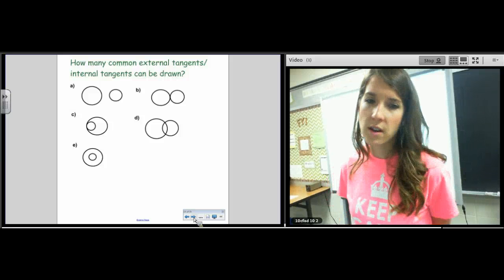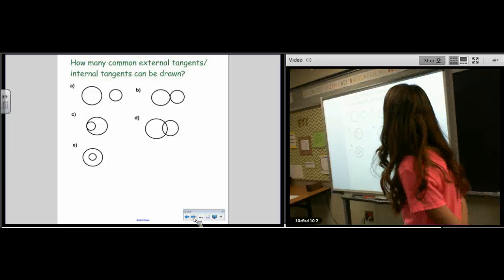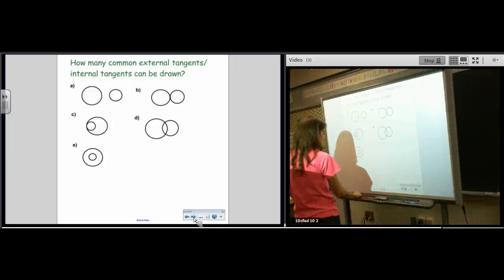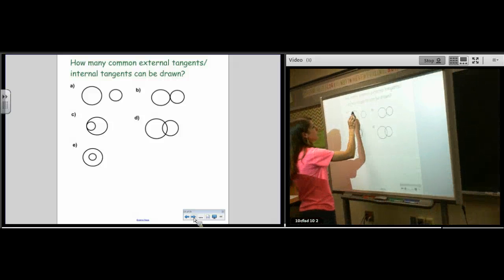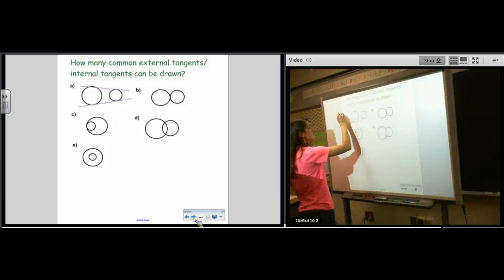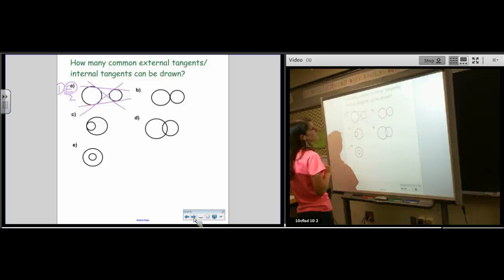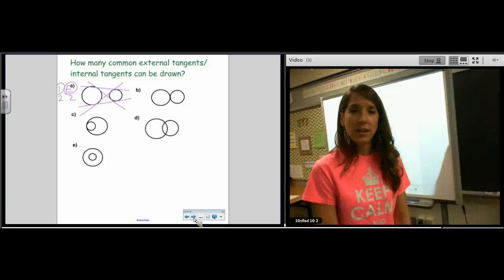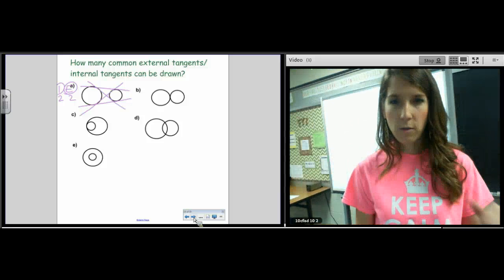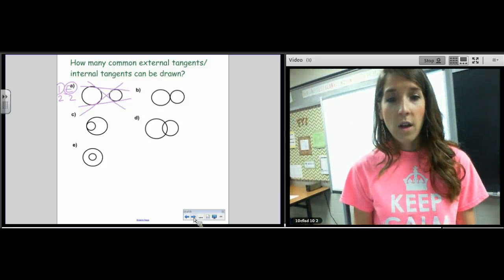So I've already kind of given you that picture in the notes. We can do this one together. How many external tangents can you draw? 2. We'll do internal and external. How many internal tangents can you draw? I can't think of any more I could draw. So with that basic picture, we've got 2 and 2. Unless y'all can think of another one, let me know.